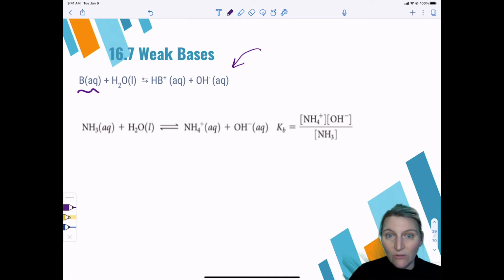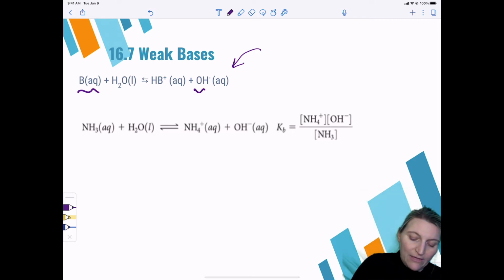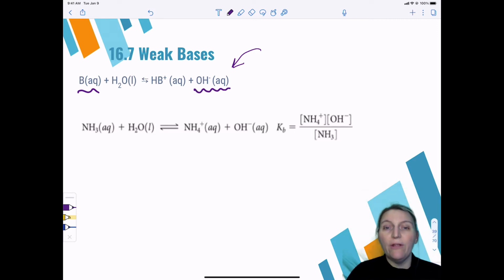It will react with water. Remember, what it does is it grabs a hydrogen off of the water and leaves behind OH minus. And then this is what you need to solve for to eventually find pH. So when you're finding the pH of a weak base, often what you do is you find OH minus, then the pOH, then 14 minus that.